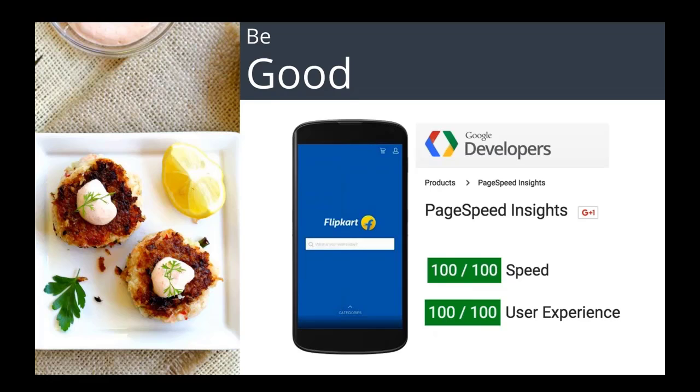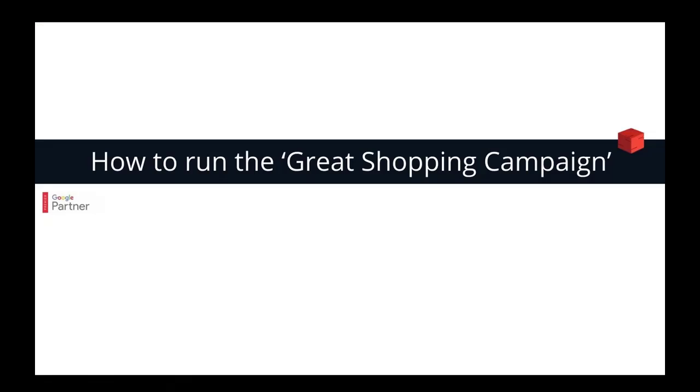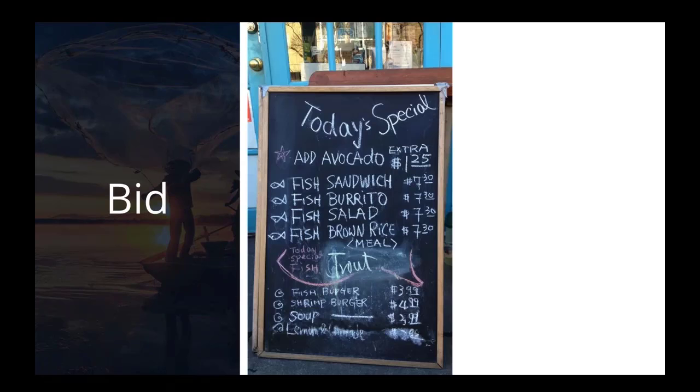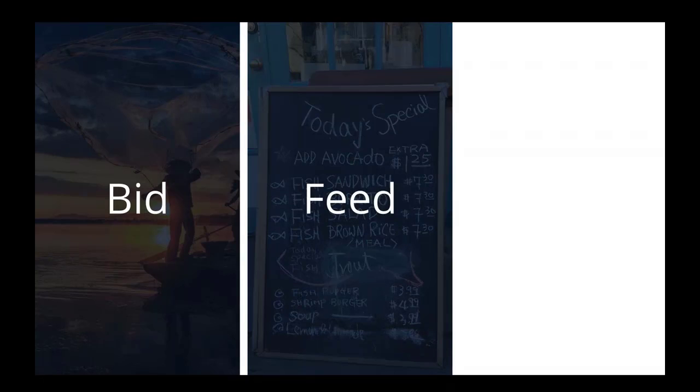So just to recap, how do you run a great shopping campaign? You catch the best fish and you be there. That's bids. You provide the best products and that's your feed. And then you provide a great user experience, which is your website. So that's all we had.